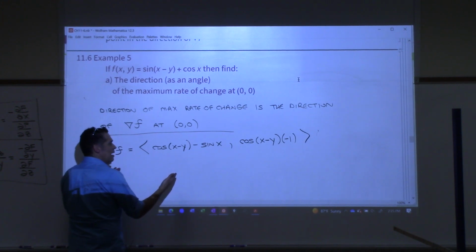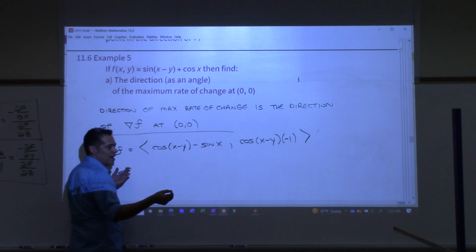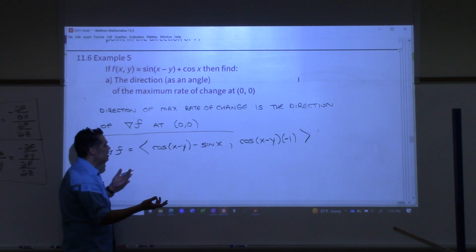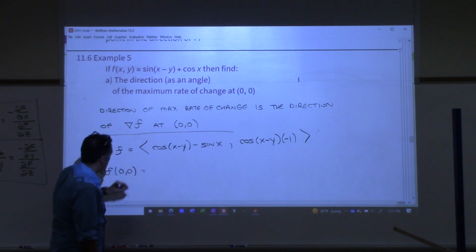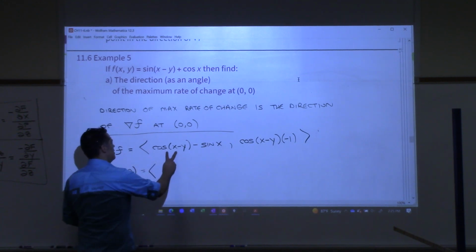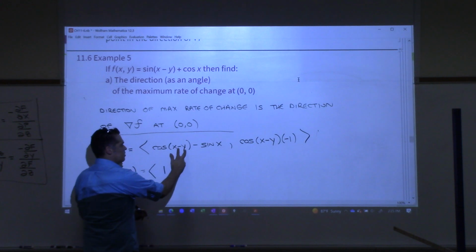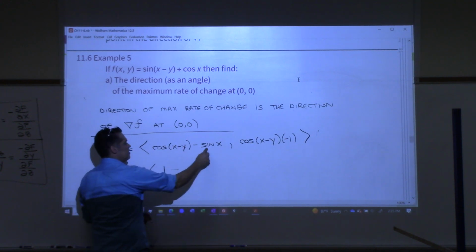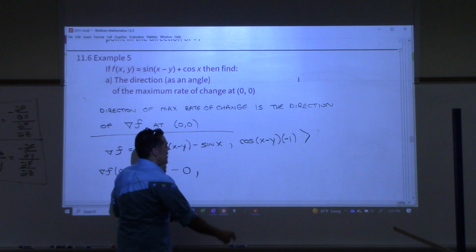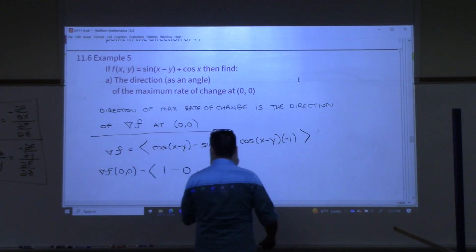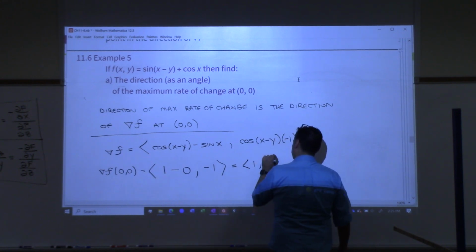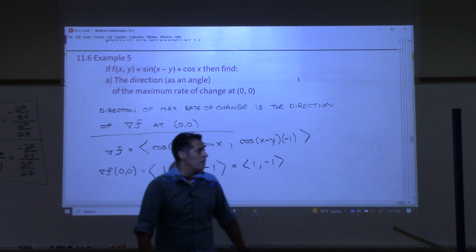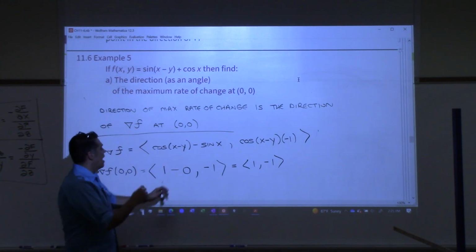All you have to supply me now is the point you're standing at, or the x and the y that you're talking about. So the gradient vector evaluated at the point I'm looking at, 0, 0, would be, okay, cosine of 0 is 1, minus 0, that's all 0, cosine 0 is 1, sine of 0 is 0. And then over here, cosine of 0 is 1, but then multiplied times negative 1, so I get negative 1. So this is the vector 1, negative 1.